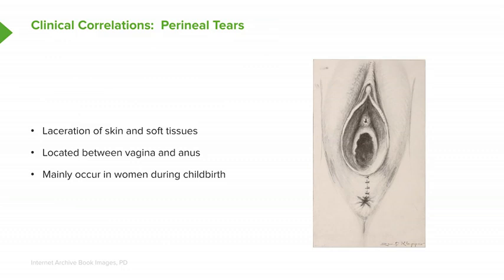Another clinical correlation, especially important for women, is a perineal tear. This is a laceration of skin and soft tissues which is located between vagina and anus. The laceration mainly occurs in women during childbirth.